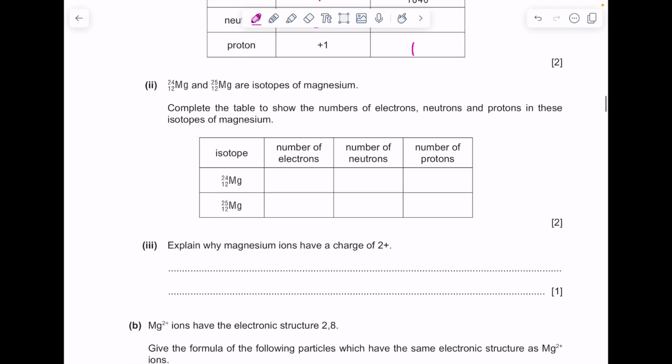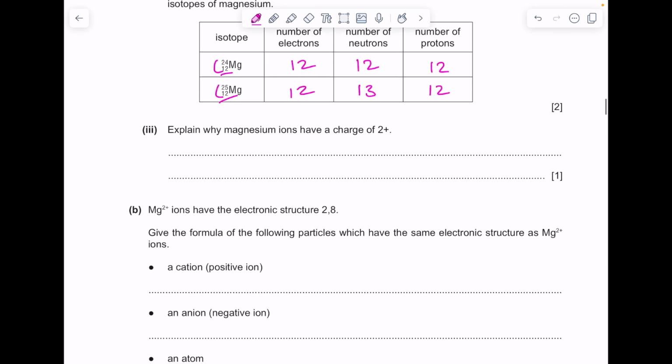So, let's start with the number of protons. Remember, they will have the same number of protons if they're isotopes. The answer here is 12. It's the atomic number. Because they're neutral, it means they have equal numbers of protons and electrons, so I'm happy to put 12. Then the slight difficulty comes from the number of neutrons, which remember is the difference between the mass number and the atomic number, so that's 12 for this isotope and 13 for the one below.